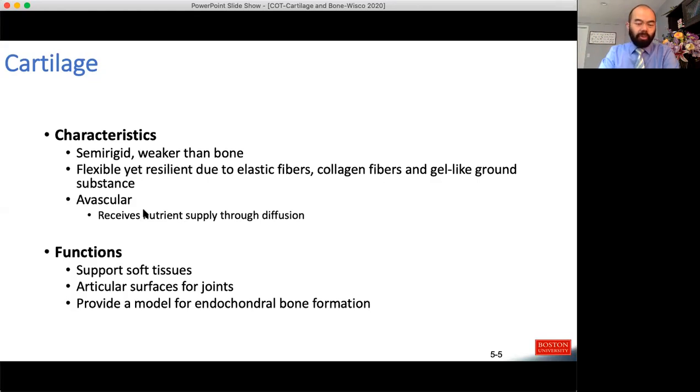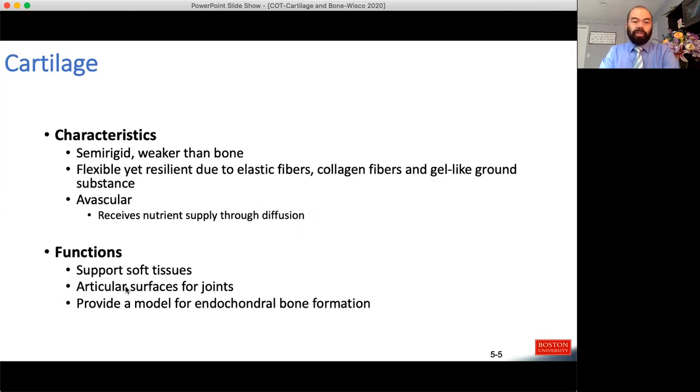One of the most important features of cartilage is that it is avascular. So you might be wondering, how do the cells stay alive? They actually receive their nutrients and oxygen through diffusion, through the perichondrium all the way down into the squishy cartilaginous substance. And that has some important clinical implications, which we'll see later in this lecture.